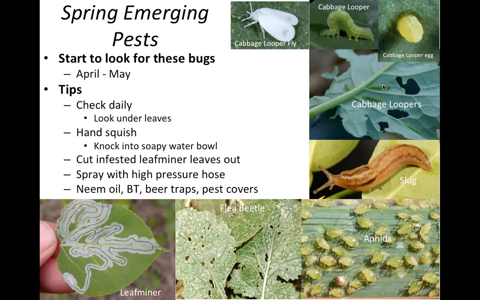The best way to handle these is to check frequently. There are also some sprays, and we'll talk about sprays elsewhere. One is called BT, an organic bacterial spray; the bacteria eats these guys and takes them out pretty well. You can also use pest covers if you want to prevent them from even landing on your crops. That's what we're doing right now at our farms.